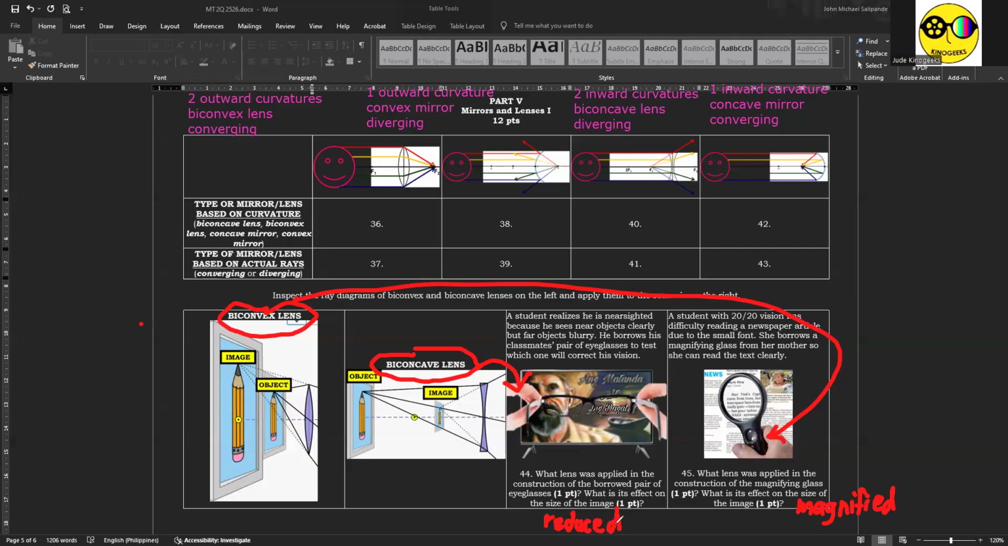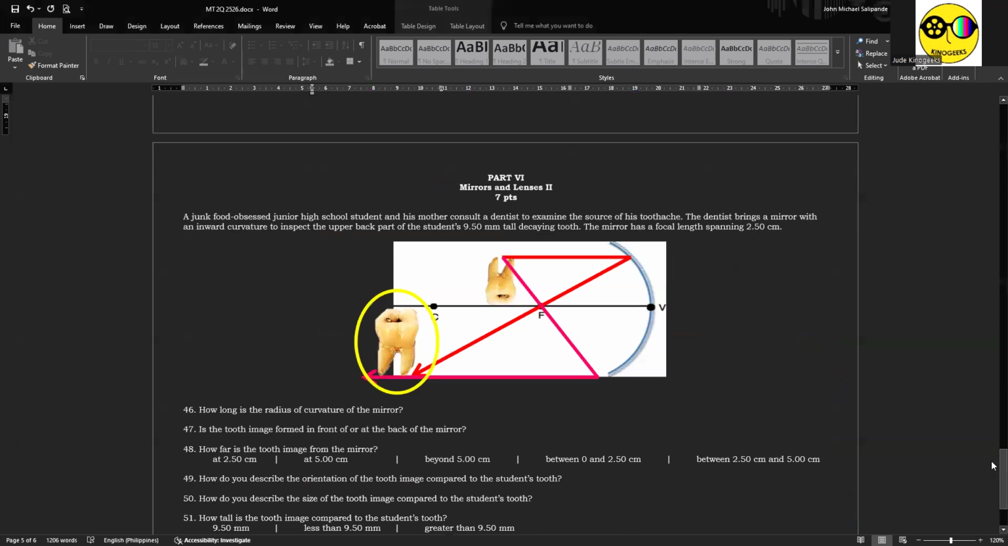Okay? So those are some of the practical applications of lenses in real life. How about for mirrors? Okay? So I only have one, and that's actually the last part of the mastery test, part 6. Mirrors and lenses, part 2.